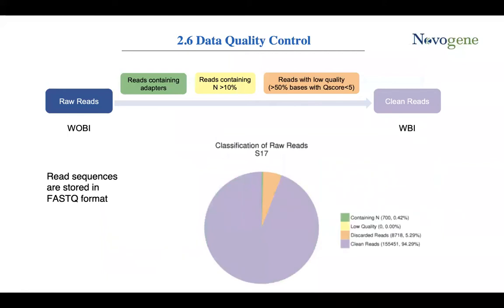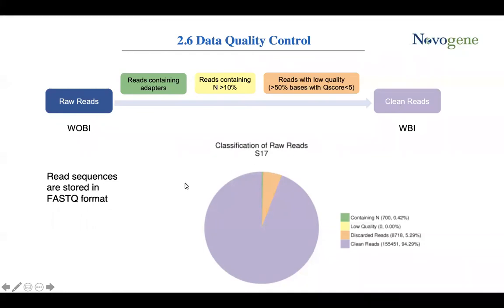So for data quality control, one of the important steps is reads filtering. And what we do is that we will filter out 3 kinds of reads. The first one is that the read contains the whole or part of the adapters. And the second one is the read that contains more than 10% of bases that are uncertain after sequencing. And the third one is reads that more than 50% of the bases with phred quality score less than 5. And after these filtration, we will get clean reads for the subsequent analysis.